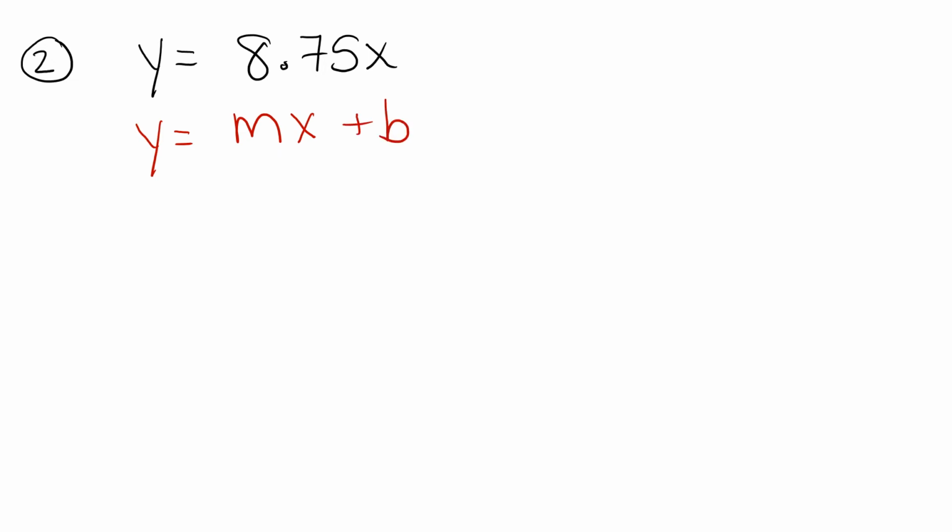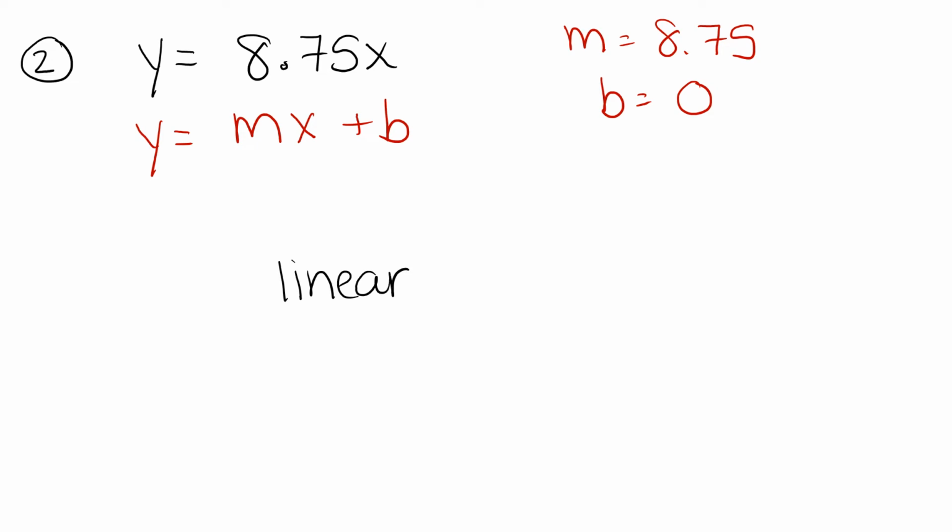For number 2, we have the equation y equals 8.75x. This equation lines up with slope-intercept form, y equals mx plus b. M would be the 8.75, the b would be the plus 0 that's at the end, and so that means that this equation is linear.